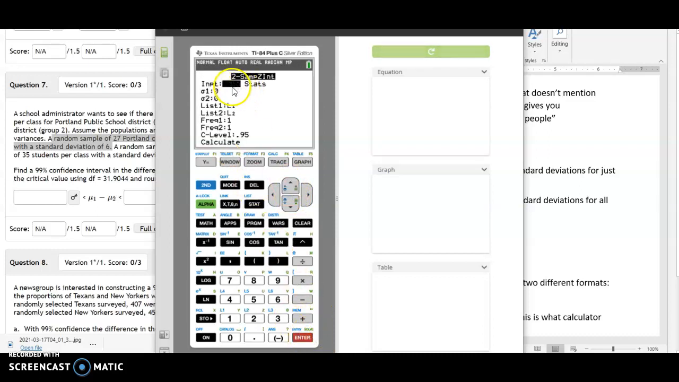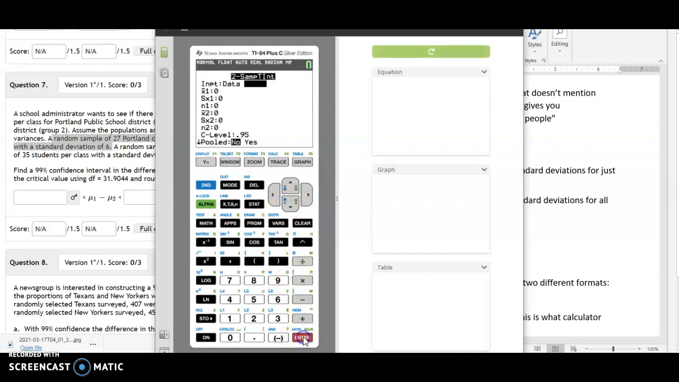Just like before, you have the option of data versus stats. If they give you a list of data, or 2 lists of data, you'd have to enter the data in L1 and L2, and you would leave this as data. Or if they give you the statistics for the data, then you would put it in here. Let me know if you're having trouble with putting it into the calculator. Usually people have trouble on just picking the right one.